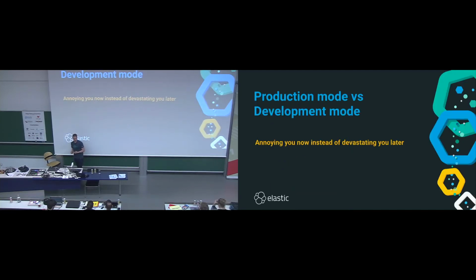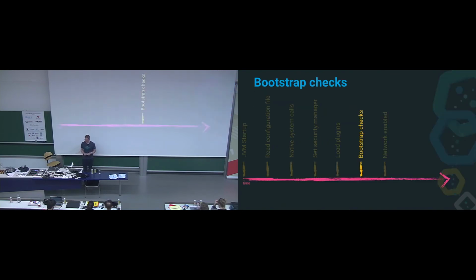The next thing is production mode versus development mode. So this is not so much about security, but about making sure that the system is configured the way it should be configured. And one of the features we have is so-called Bootstrap checks. Those checks basically check on startup if the system is set up to work as expected.